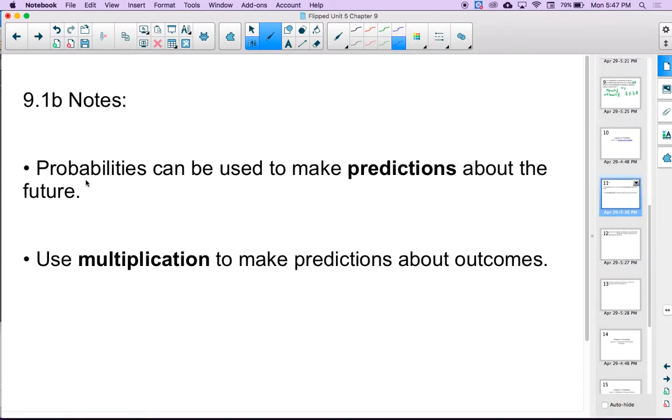Here are our notes. Probabilities can be used to make predictions about the future. We are going to use multiplication to make these predictions. So we're reviewing multiplication with fractions in this lesson.